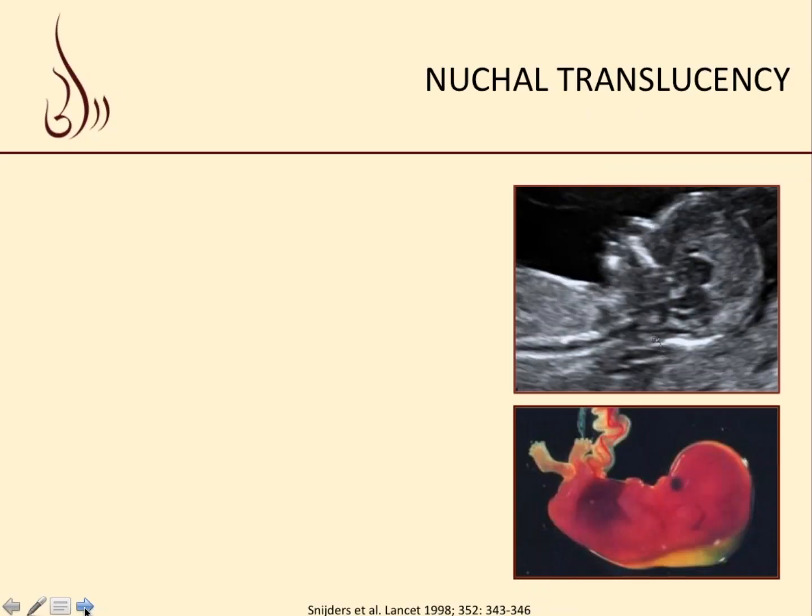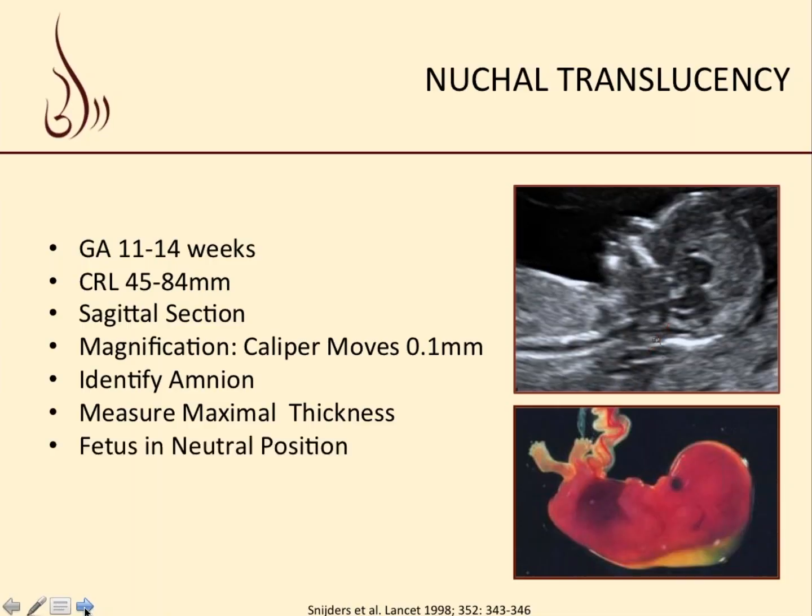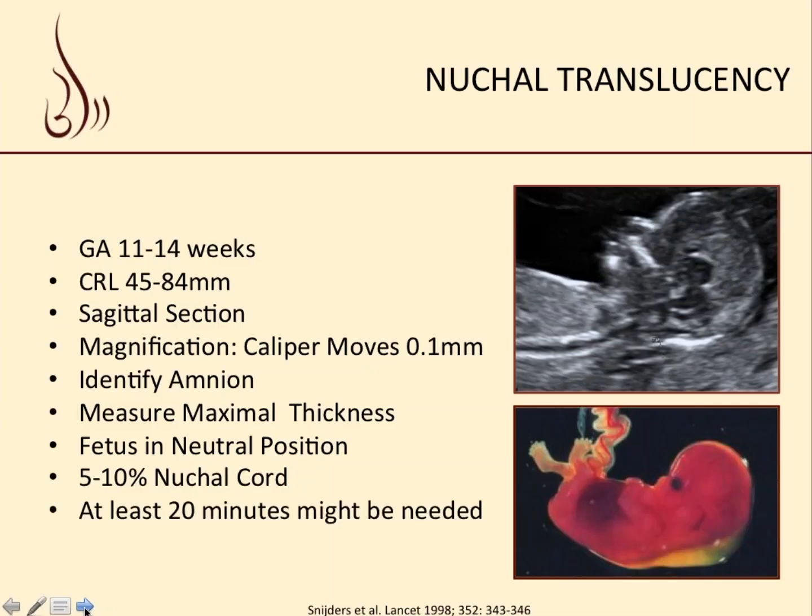But the key requirements for the nuchal translucency are what constitutes the optimal mid-sagittal view. We usually have the fetus between 11 and 14 weeks with a CRL between 45 and 84 millimeters. You have to have a sagittal section employing magnification, and your caliper should measure to the 10th of a millimeter. As we discussed earlier, you should identify the amnion, measure the maximal thickness, and have a fetus in a neutral position. And particularly for the NT, we have to be mindful of the presence of a nuchal cord, which is present in 5 to 10% of cases. At least 20 minutes may be needed for the NT.